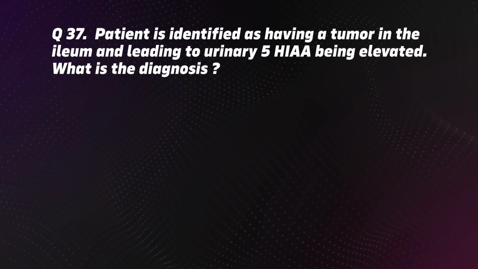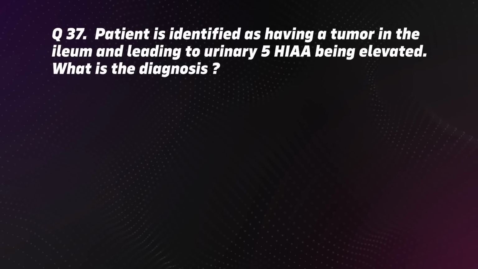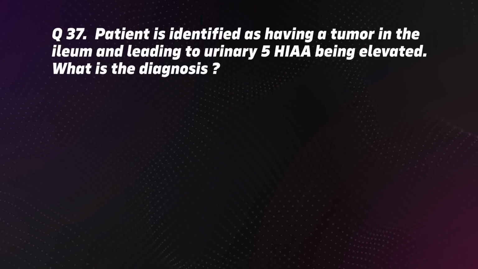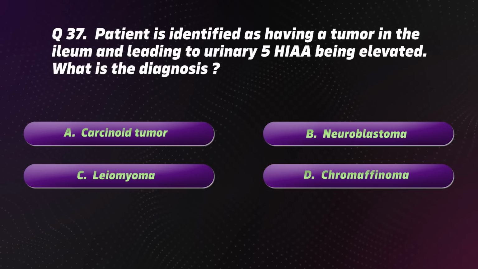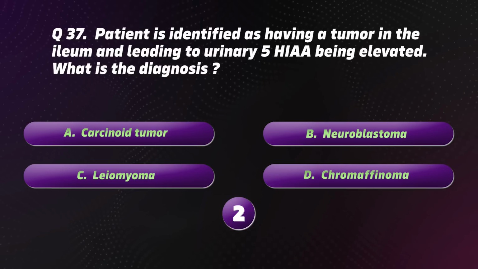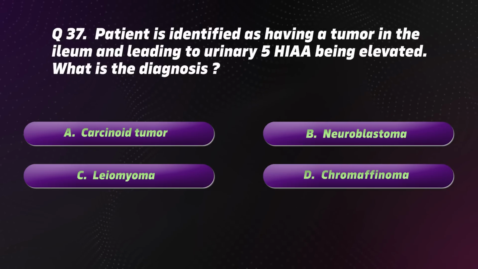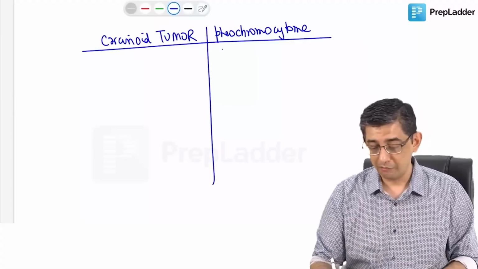Question 37. The patient is identified as having a tumor in the ileum and leading to urinary 5-HIAA being elevated. What is the diagnosis? Here are the options. A. Carcinoid tumor. B. Neuroblastoma. C. Leukemia. D. Pheochromocytoma. And the correct option is A. Carcinoid tumor. Here is the explanation.